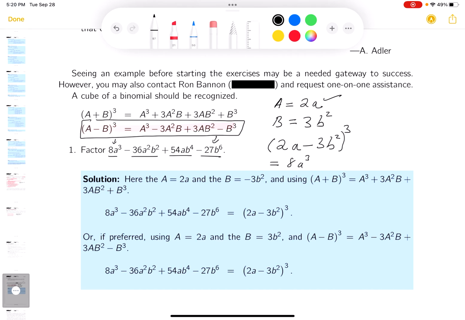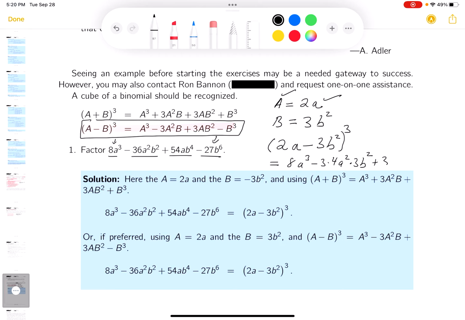Then what would you see? Again, I'm looking at the pattern. You would see minus 3 times A squared. When I say A squared, I'm talking about the big A. That's 4A squared times the B. What's the B? 3B squared. Then I'm going to the next guy. What's the next term going to be?